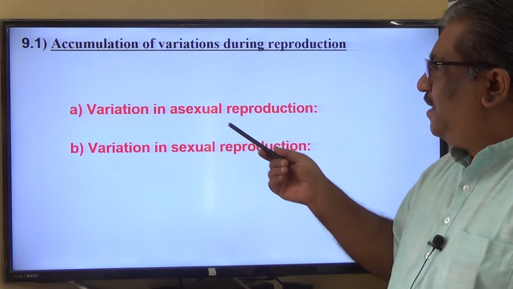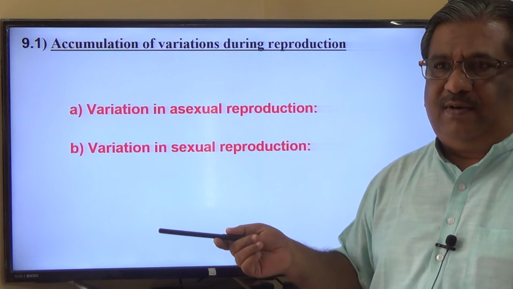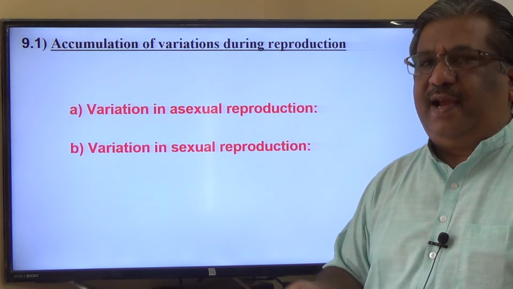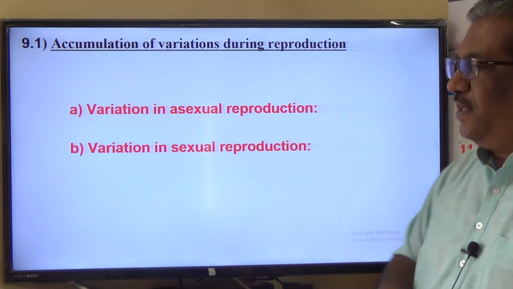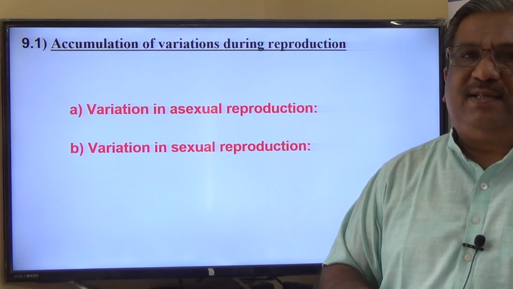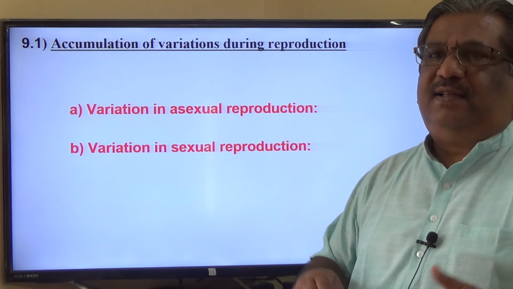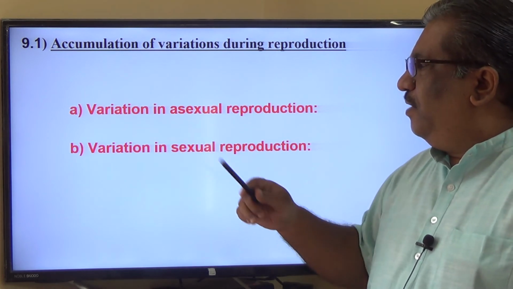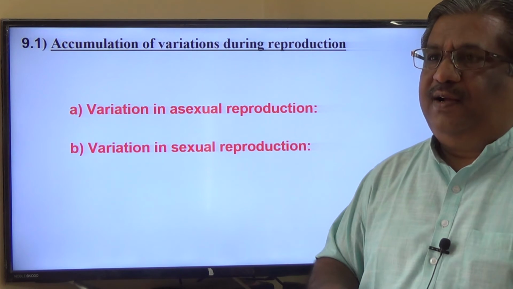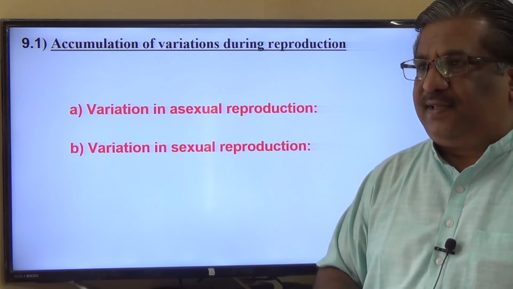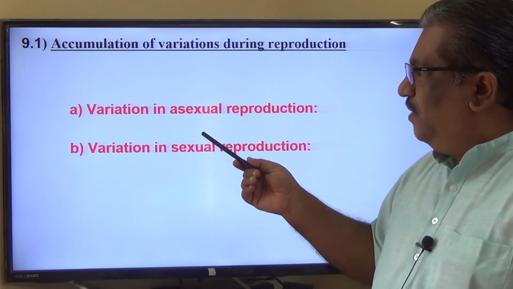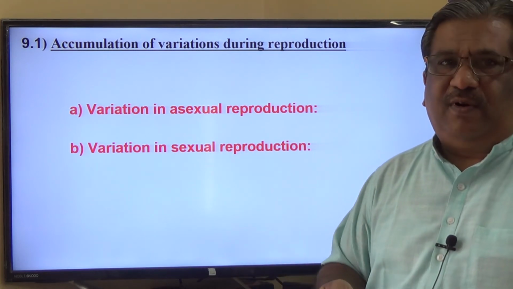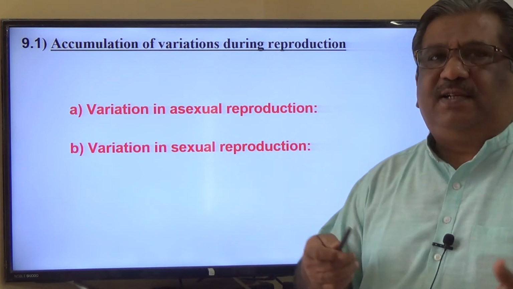See, variation in asexual reproduction, only one parent is involved. Why do the variations occur? Because no biochemical reaction or no biochemical process is 100% accurate. There exist variations in the biochemical reactions that produce the DNA copy, and as there exist variations in the DNA copy, the blueprint differs and the body structure differs. So if only one parent is involved, is the variation more? Or if two parents are involved, is the variation more? If two parents are involved, the variations will definitely be more.